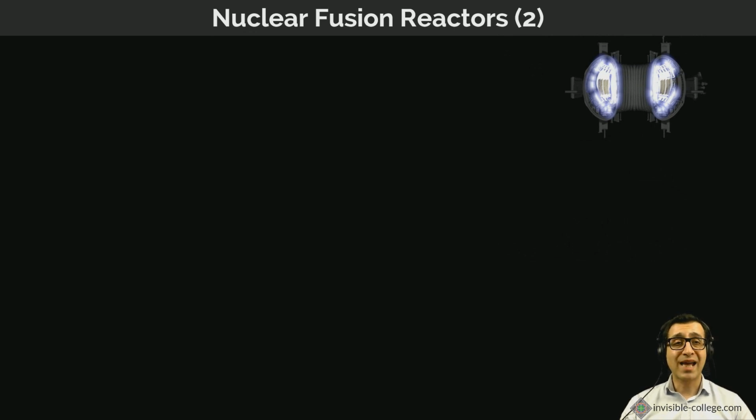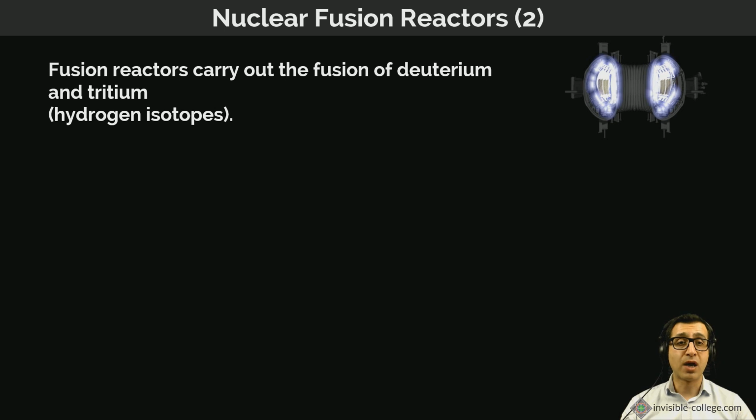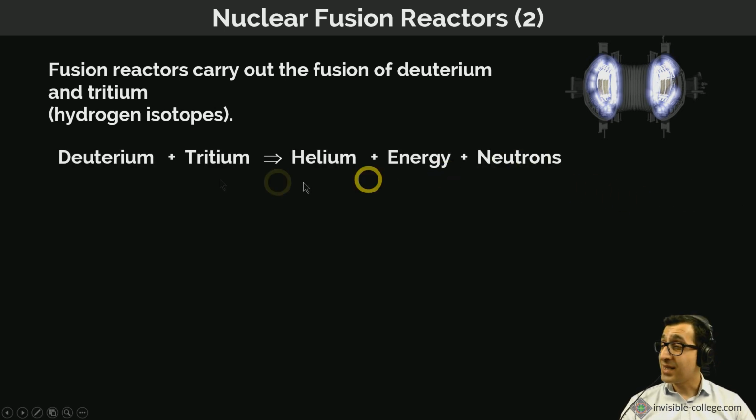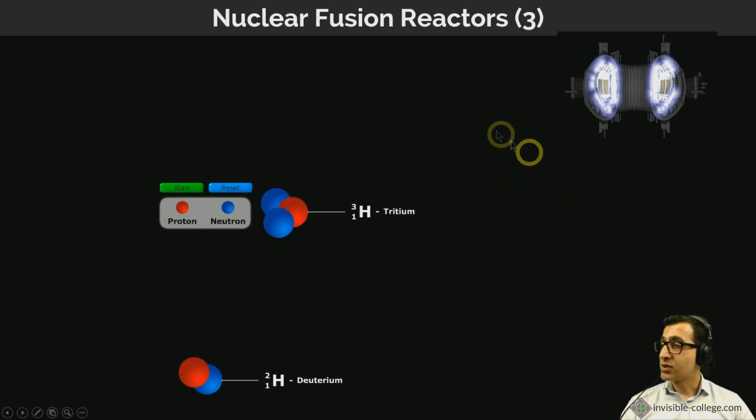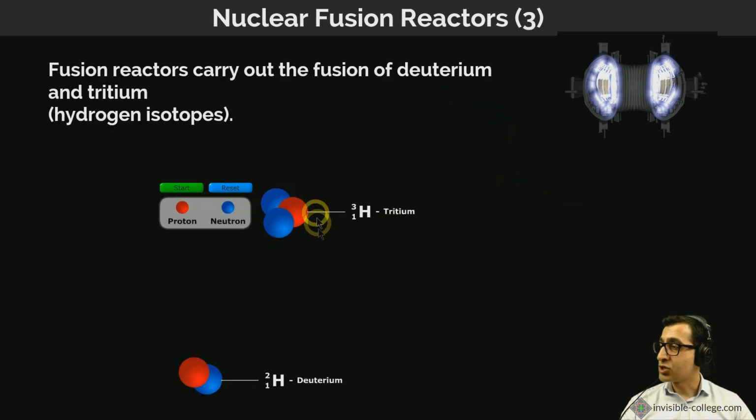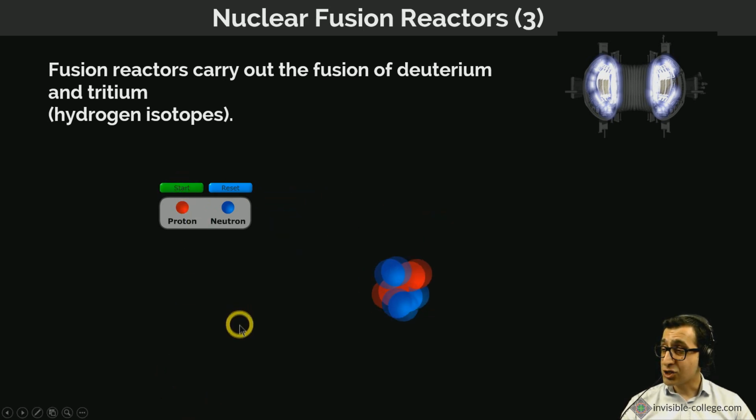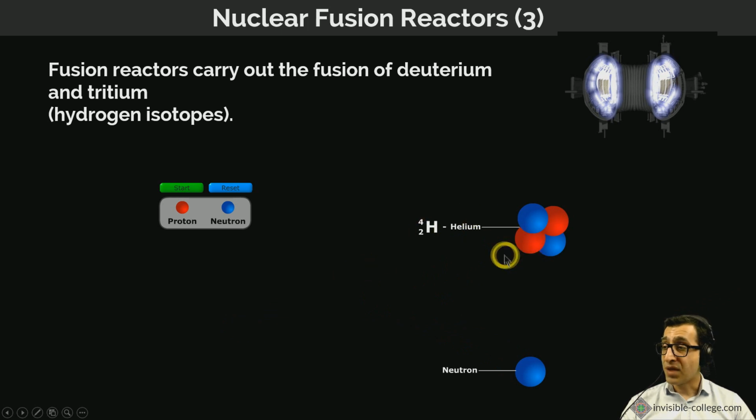So fusion reactors carry out the fusion of deuterium and tritium, the 2 hydrogen isotopes. And the idea here is to fuse these nuclei together to form a helium nucleus and in so doing release a large amount of energy plus neutrons. So this is shown by this animation here. So we have a tritium nucleus, we have a deuterium nucleus, we smash them together at high temperature and this forms a helium nucleus and a single neutron.